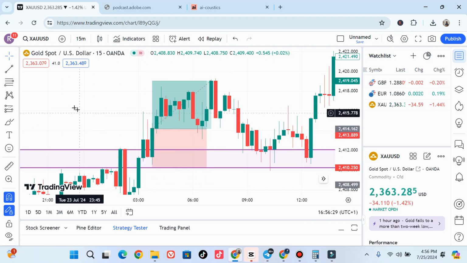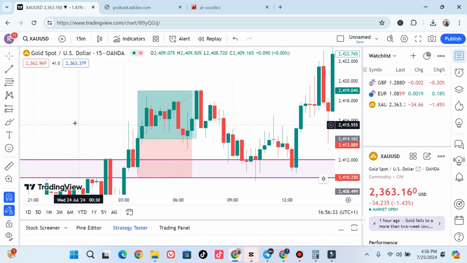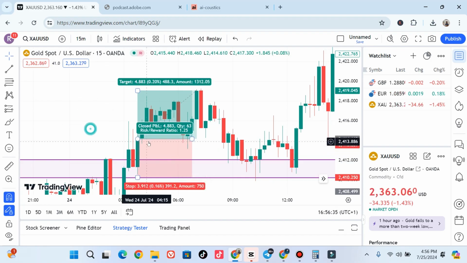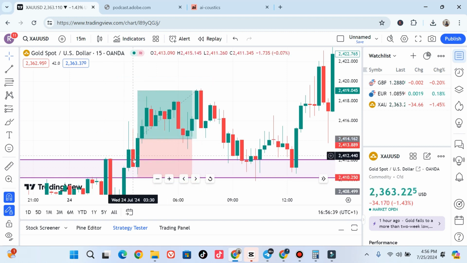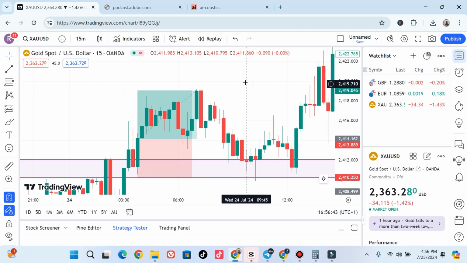So I waited to see a full bullish candle, which was this candle right here. Immediately we see the closure of this candle, we had a buy position and had our stop loss a little bit below this candle right here, and that was about 1 to 1.25 risk to reward. So this is the same strategy I've been using throughout this week that has been giving us good trades.